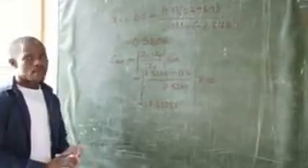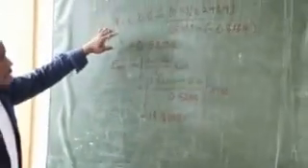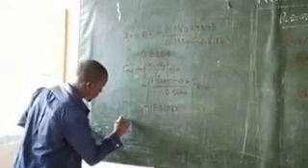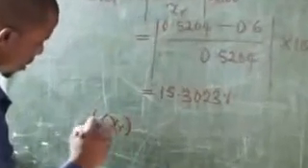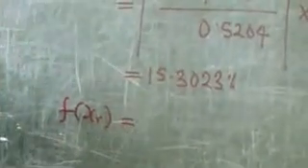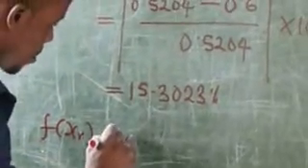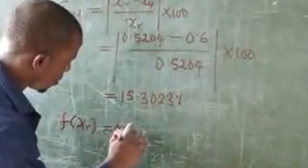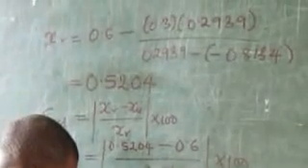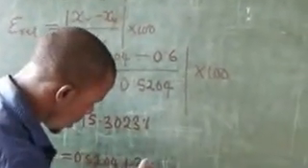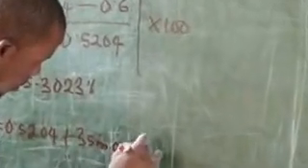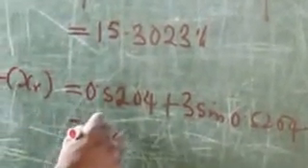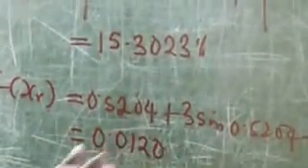With the second iteration, you find the value of f of x given xr. That is to say, find the value of f of xr. If you substitute that into the function, remember, x here will be, let's just take this for example, 0.505204 plus 3 sine 0.5204 minus 2. Do this, you will get 0.0120.